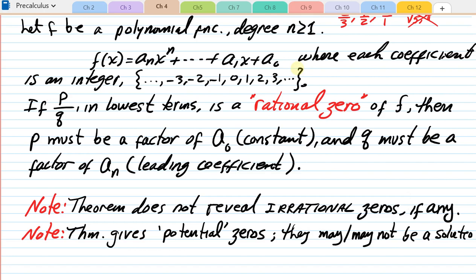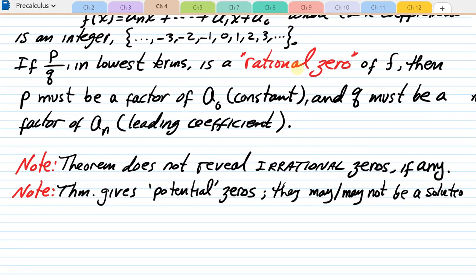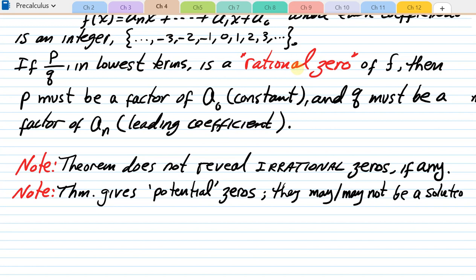And that's what the theorem says. Now, a couple of important notes here. One is that the theorem does not reveal irrational zeros. So it doesn't tell us about irrational zeros. That means if, for example, pi is a solution, this theorem doesn't find it. If square root of 2 is a solution, this theorem won't work. It won't give us those. So that's our first note.